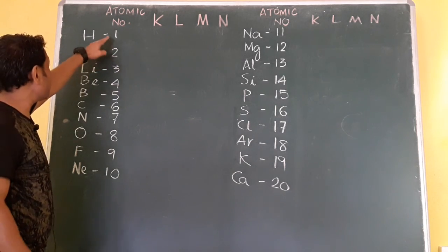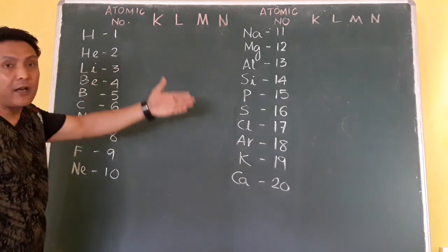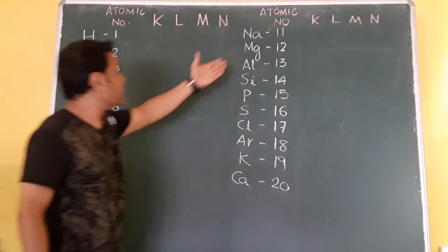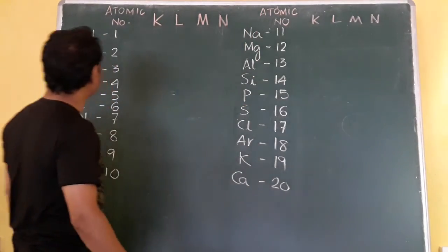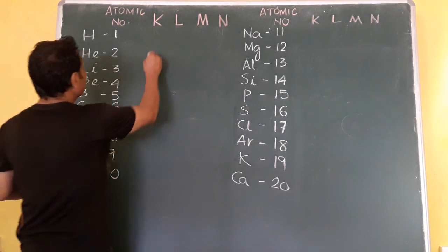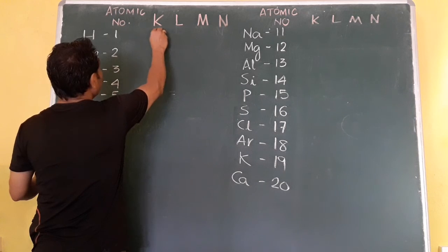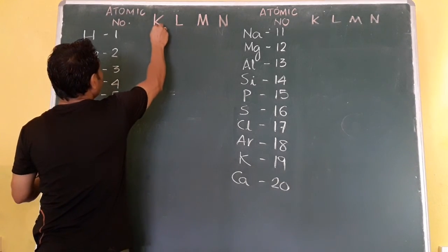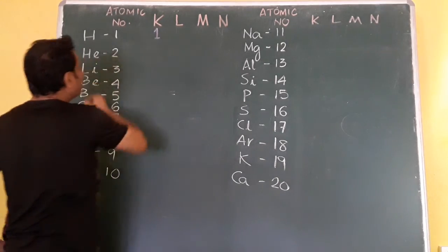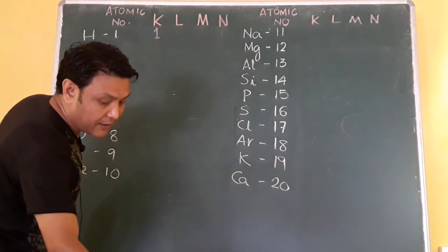These are the atomic numbers 1, 2, 3, 4. These are not serial numbers, these are actually the atomic numbers. So hydrogen's atomic number is 1. That means it has only 1 electron. So in the first shell, what will be the electronic configuration? The electronic configuration will be 1, because the only electron it has goes in the first shell.